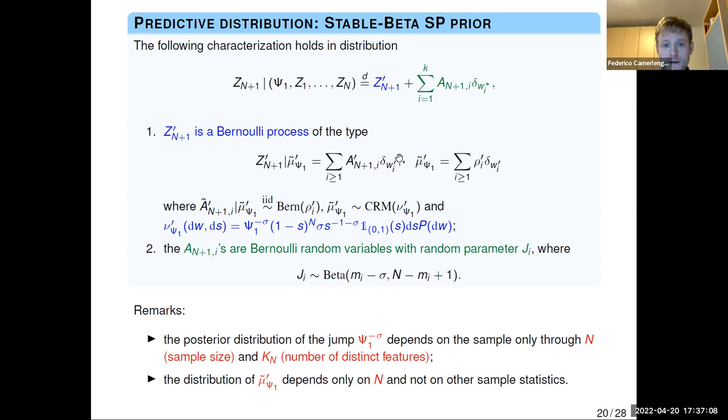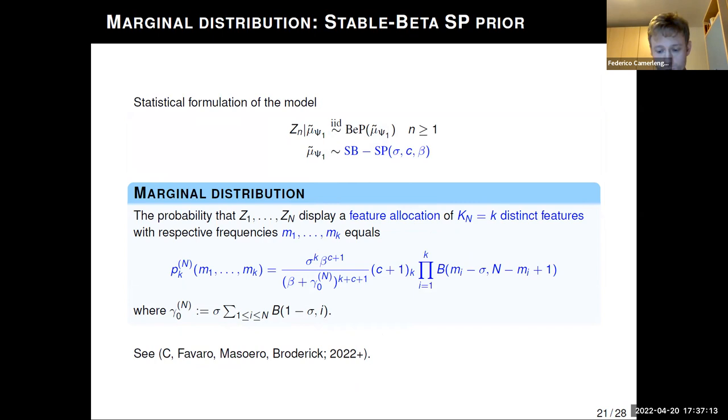Besides, we have characterized the predictive distribution, but it's also possible to characterize, for example, the marginal distribution. What does it mean? It's possible, roughly speaking, to determine the probability to observe k distinct features out of the initial sample with respective frequencies m1, ..., mk. And we have shown that the marginal distribution of this model is the following one. So it's very simple to deal with. This marginal distribution in the literature is also known as the exchangeable feature allocation probability function.